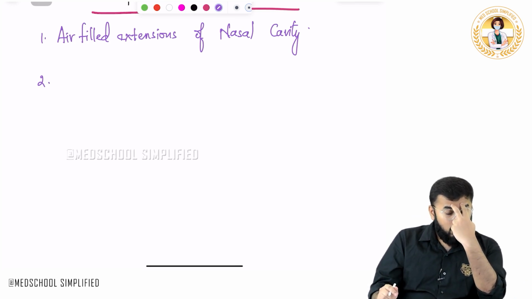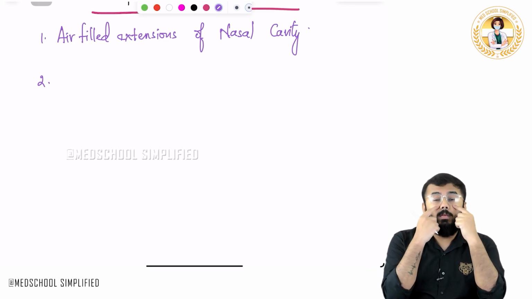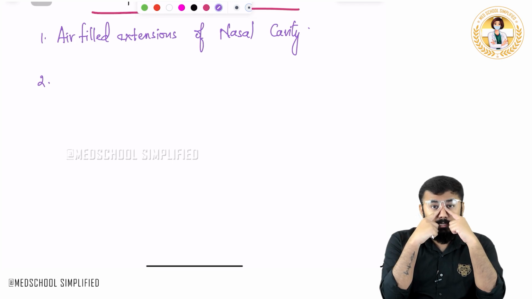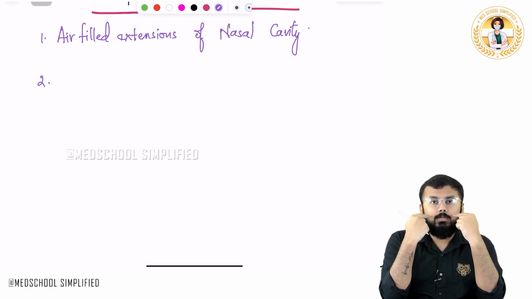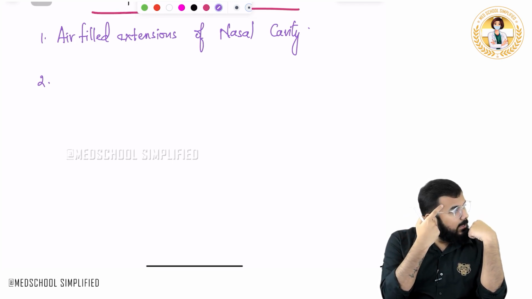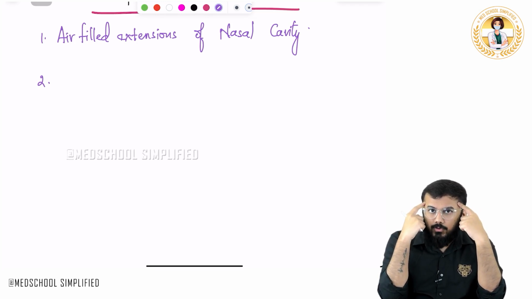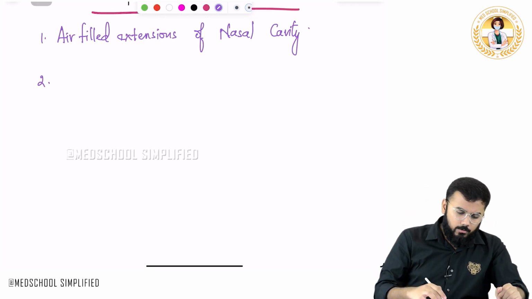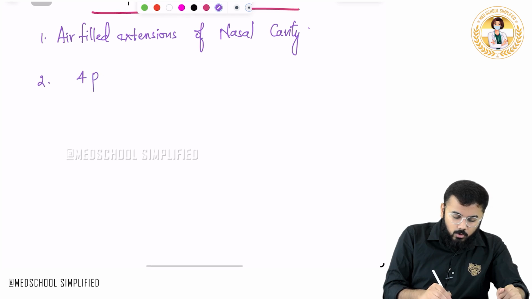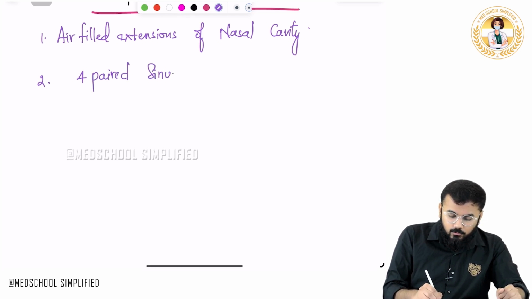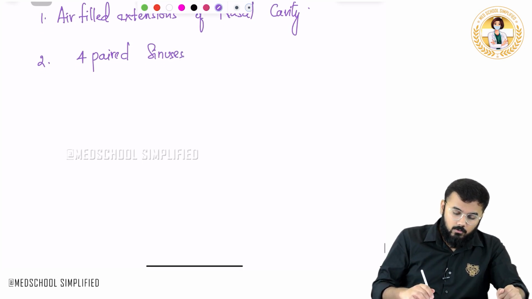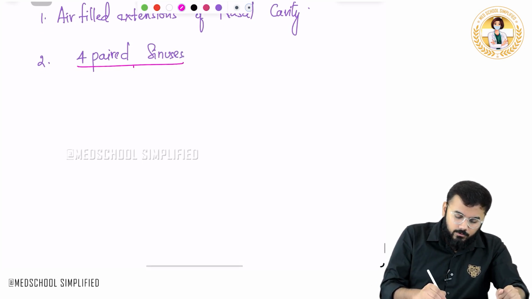See, here we have got two frontal sinuses. After that we have got ethmoid sinuses, and the sinus which is present here is called maxillary, and here on the right and left you have got sphenoid sinus. So how many sinuses do you have? You have got four paired sinuses. What are these four paired sinuses?